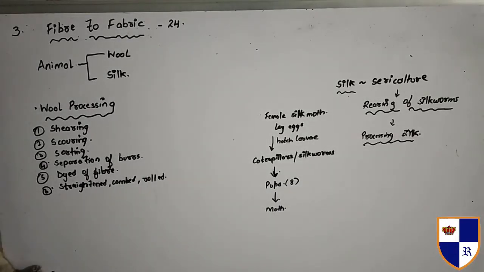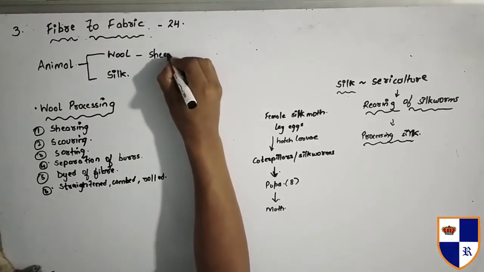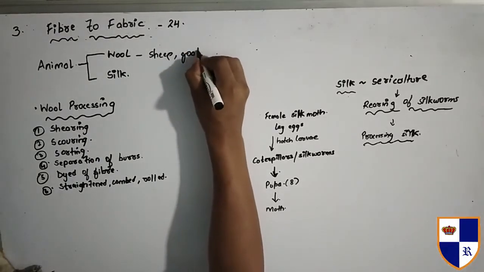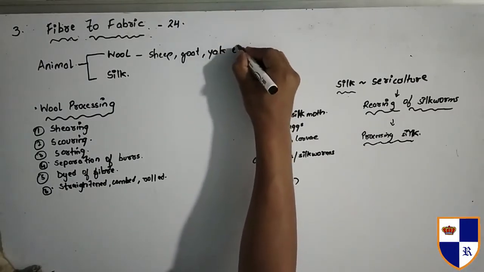So first we have wool. Wool comes from some animals like sheep, goat, yak, and some other animals.